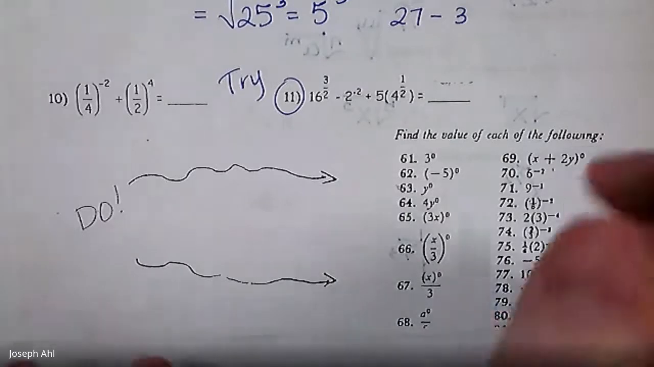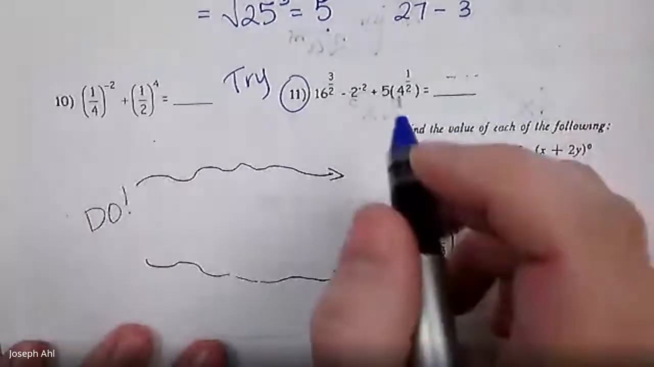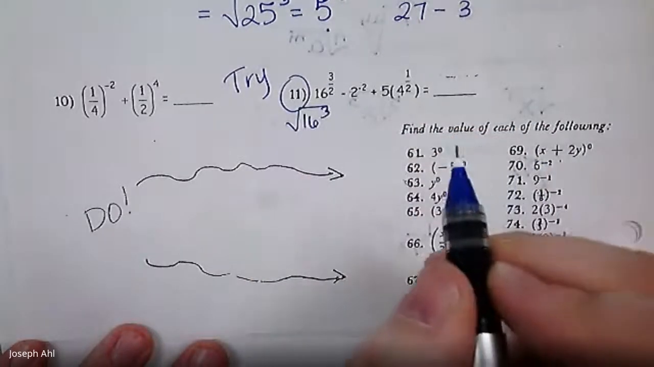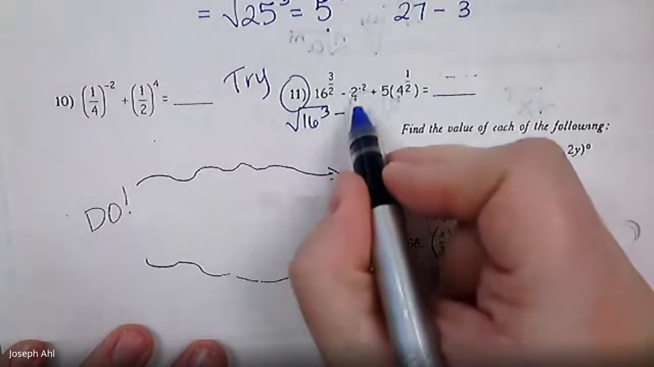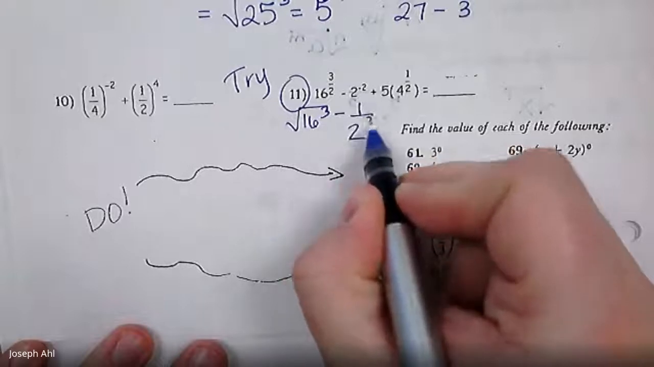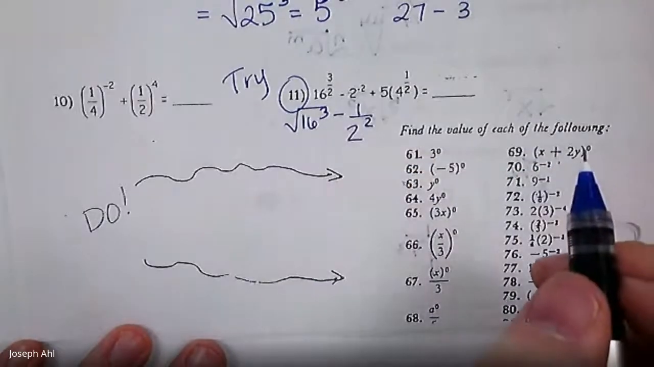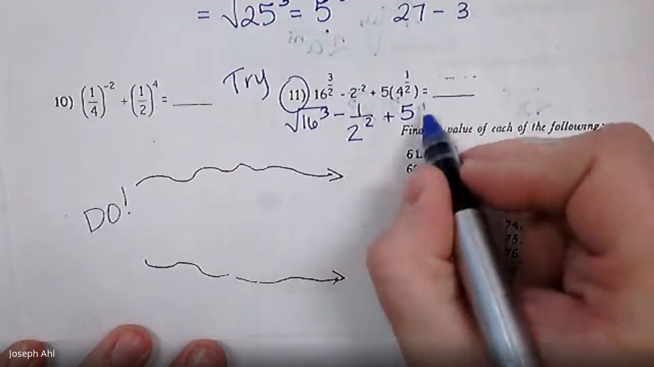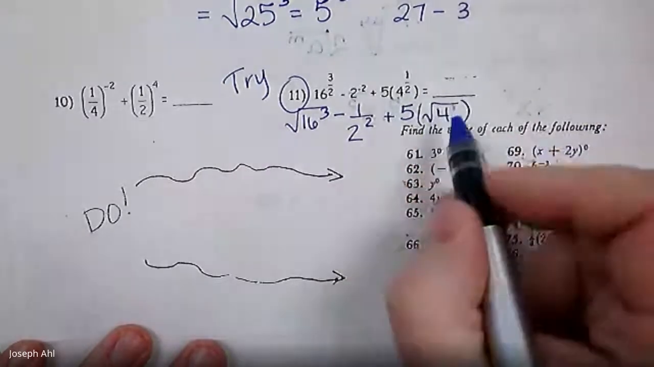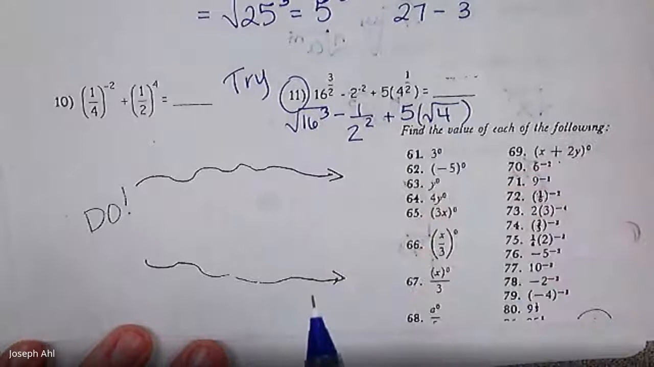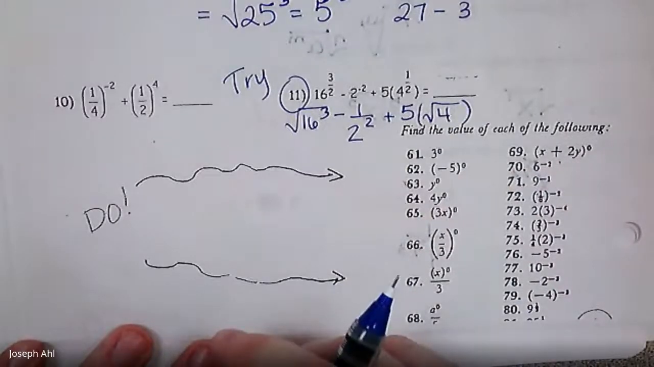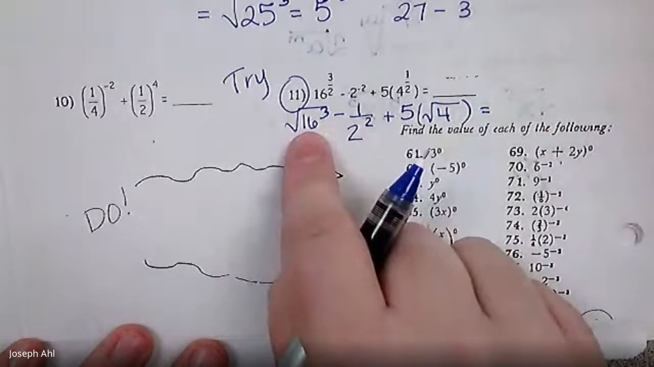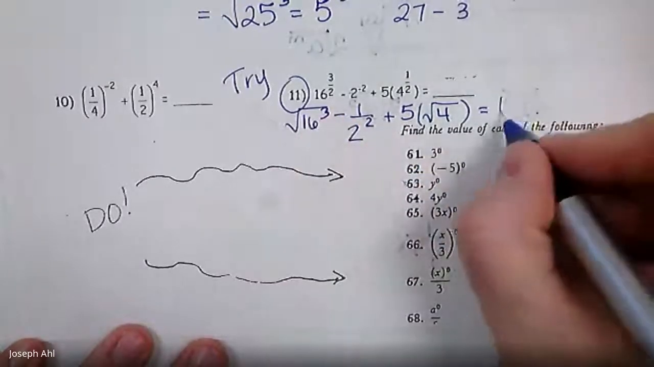Okay, so for this last one here, if you've hit pause and now you're coming back to me, it's going to be the square root of 16 cubed. That's the first part. Minus 2 to the -2nd. I'm going to make that 1/2 squared. Plus 5 times 4 to the 1/2. Well, 4 to the 1/2 is the square root of 4. I guess technically square root of 4 to the first, but we don't have to write to the first power. All right, let's keep going. Square root of 16 is 4. 4 cubed is 64.